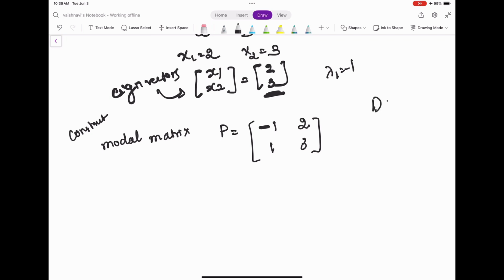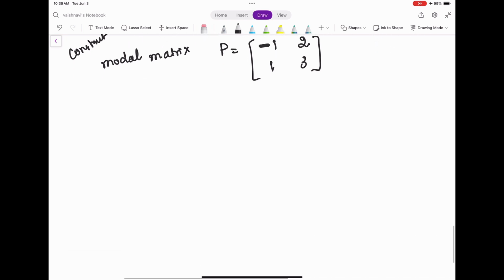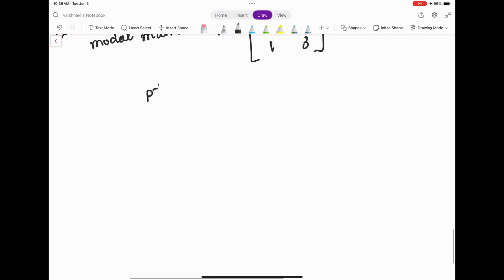Okay, so when we write the equation D is equal to P inverse AP, we already have P now. We already have the A. Now what we want is the P inverse, that is the inverse matrix. So how to find that? P inverse is equal to adjoint of P divided by the determinant of P. Okay, so finding the determinant is very easy.